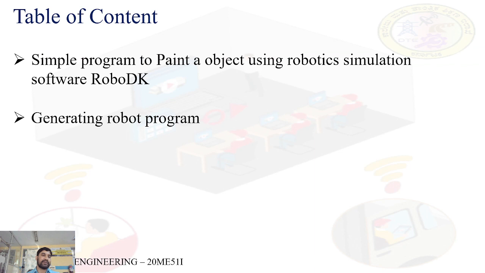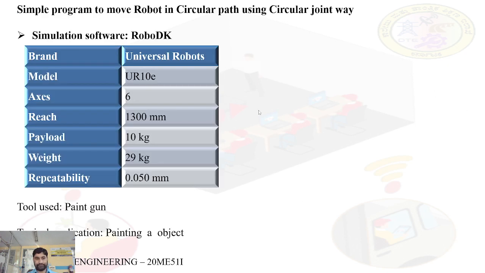So in this session we are discussing a simple program to paint an object using the robotic simulation software RoboDK and generating a program for the particular path movement.